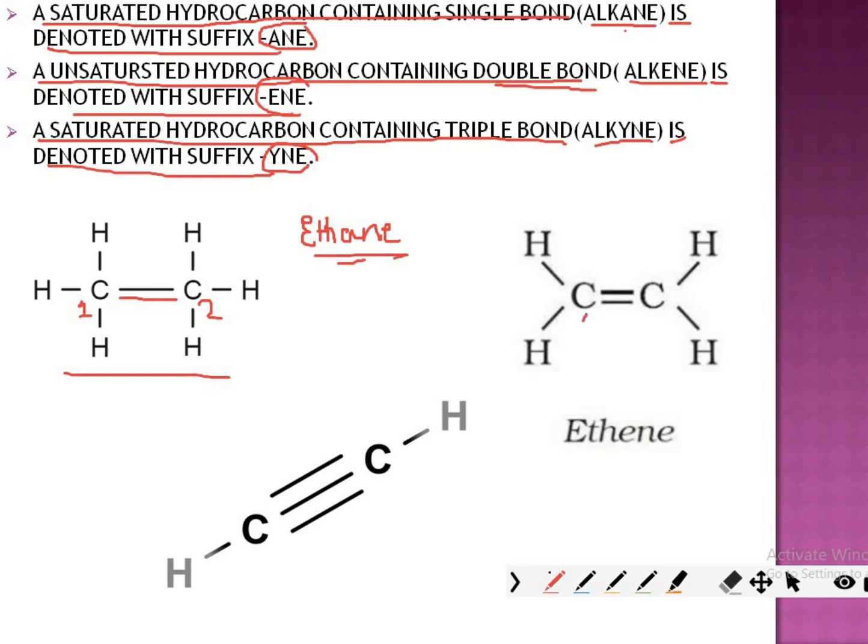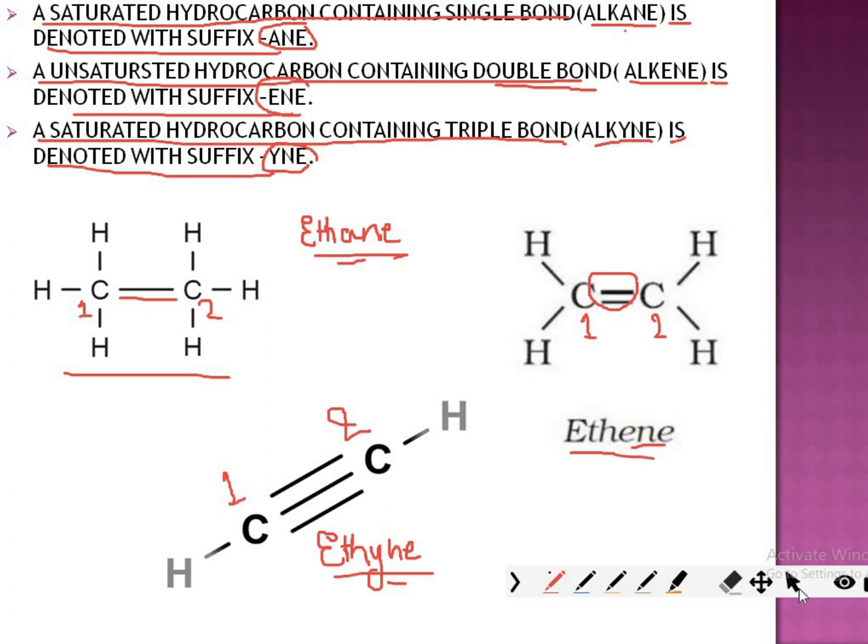Now here, the number of carbons is again 2, but this time there is a double bond, so this is an alkene, so this is called ethene. And this also has two carbon atoms, and there is a triple bond, so this is an alkyne. For the word root name we use eth and suffix yne, so this is ethyne. So this is how we name hydrocarbons.